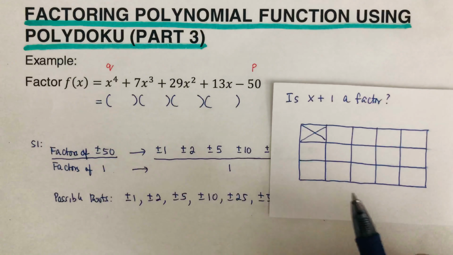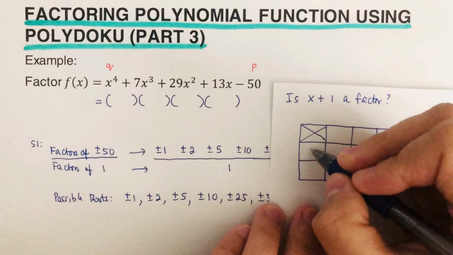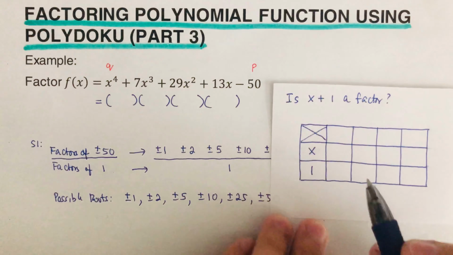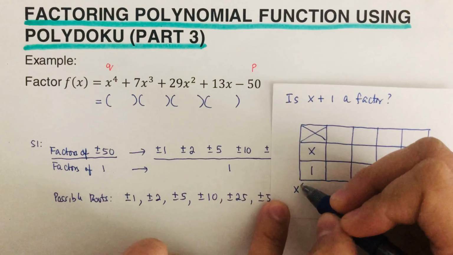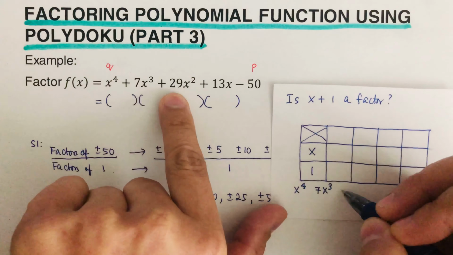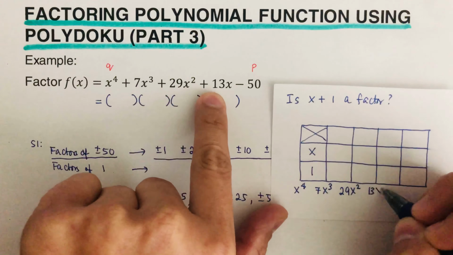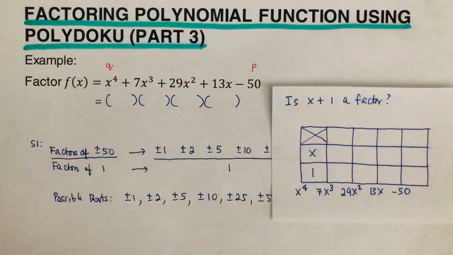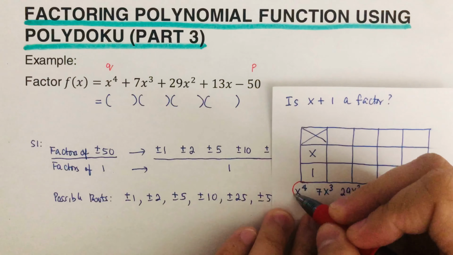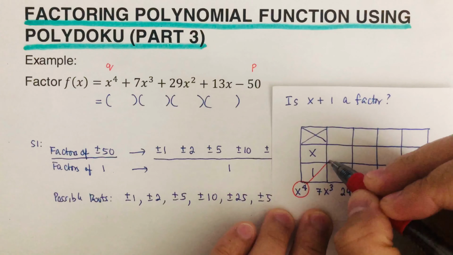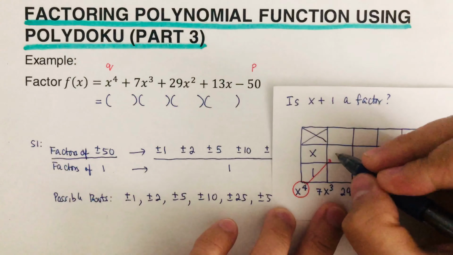Okay, on these boxes, I'm going to write the x plus 1 right here, so x1, and then I'm going to write these terms underneath the vertical lines. Okay, the next task is to complete everything. So we start by writing this x to the fourth power up here. So that would be x to the fourth.